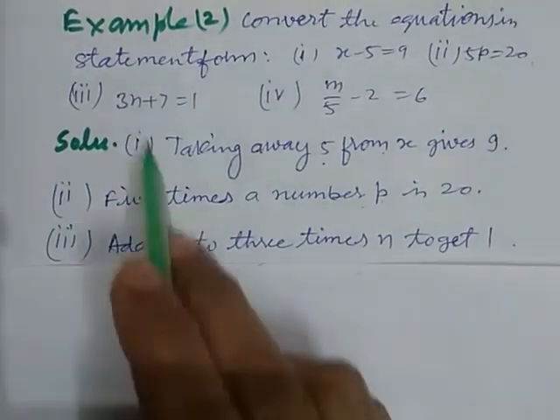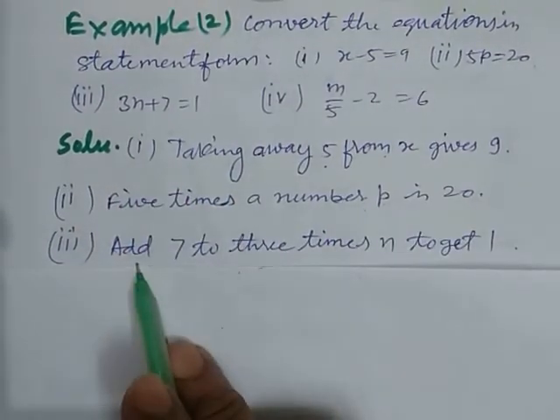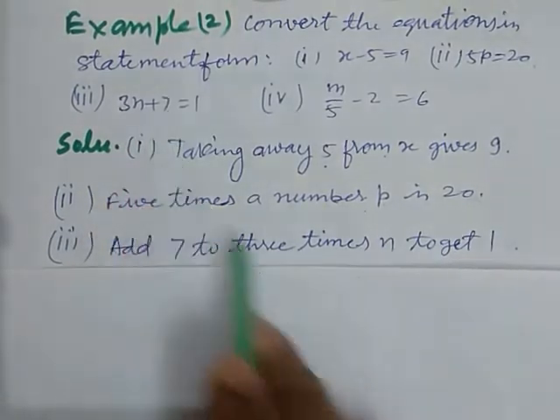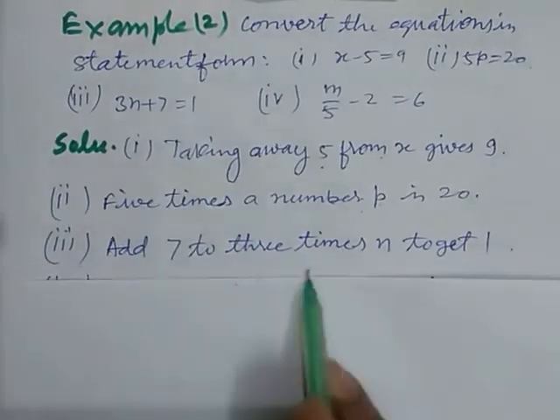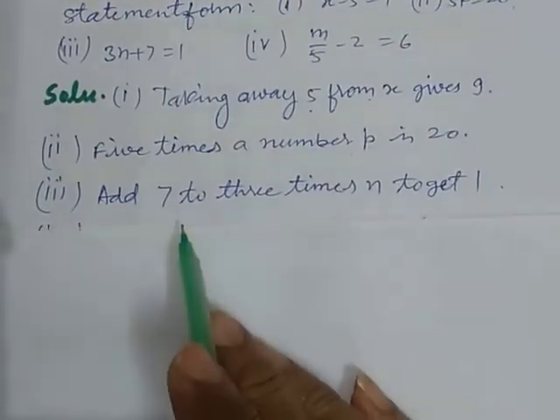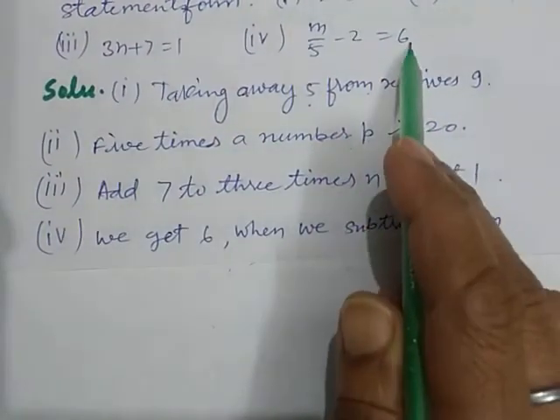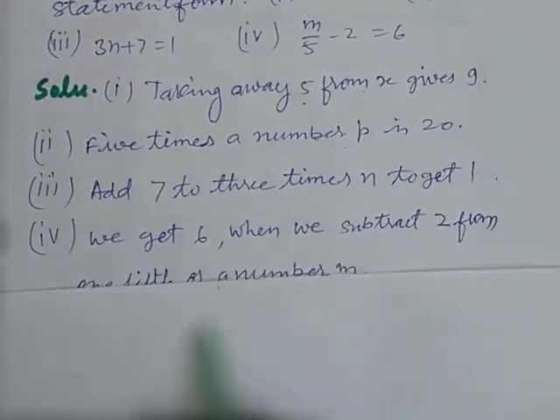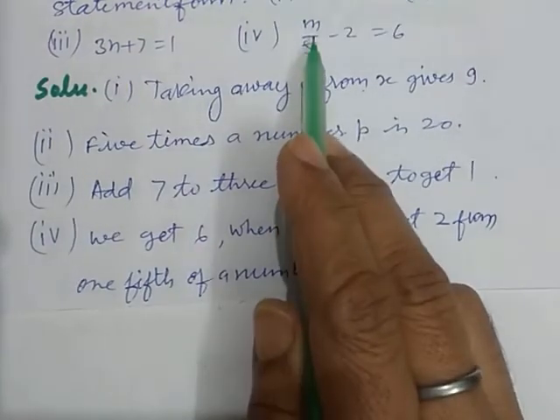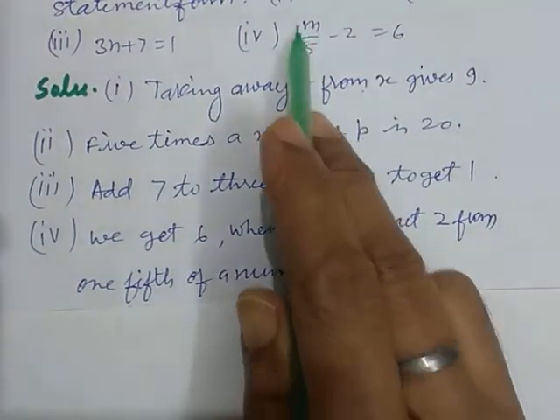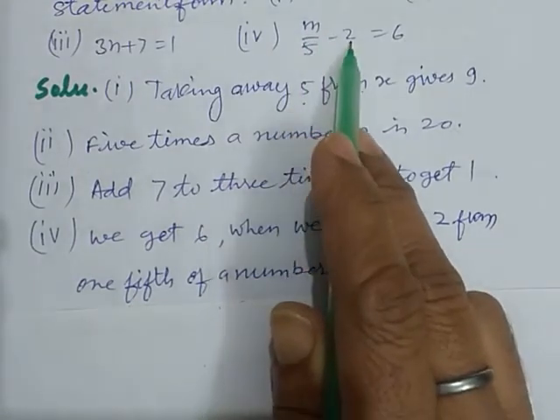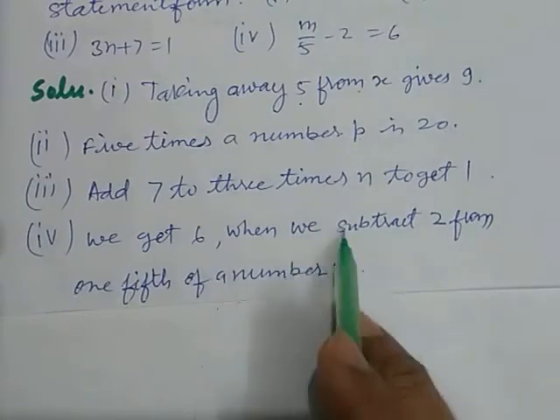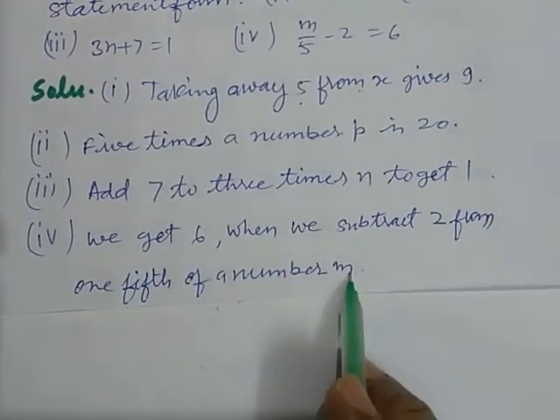Here 3n plus 7 equals 1. So we can say add 7 to 3 times n. 3 times n, add 7 to get 1. So this way we convert this. Fourth, we get 6 when we subtract 2 from 1/5 of a number m. This is m by 5, meaning 1/5 of the number m, and we subtract 2, we get 6. So this way we write this.